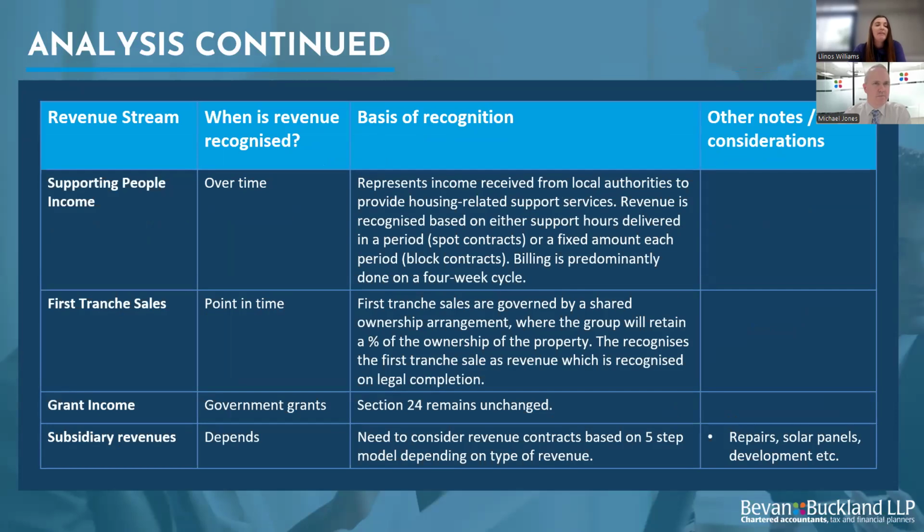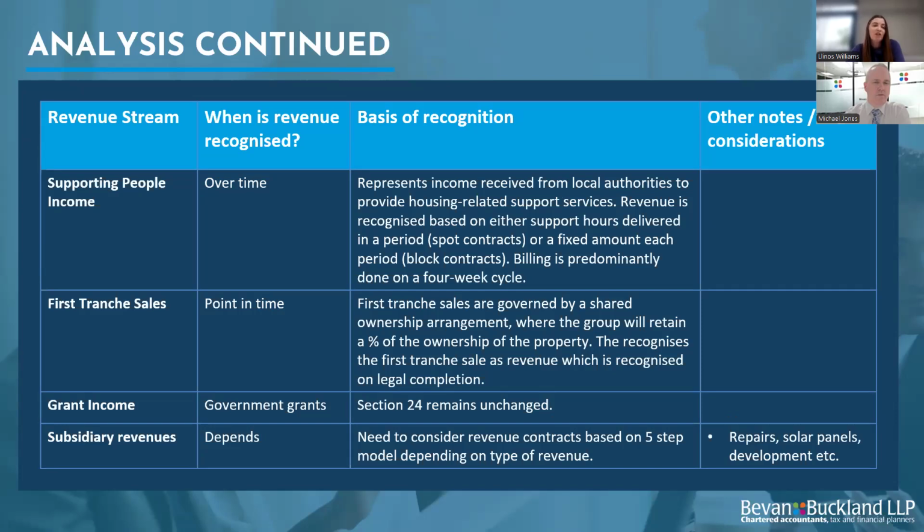Supporting people income. Supporting people or similar support contract income is again recognised over time, but the basis depends on the contract type. For spot contracts, the revenue reflects the support hours actually delivered. For block contracts, income is recognised at the fixed periodic amount. Billing is often on a 4-week cycle, so timing differences may need to be monitored to ensure revenue recognition aligns with delivery.